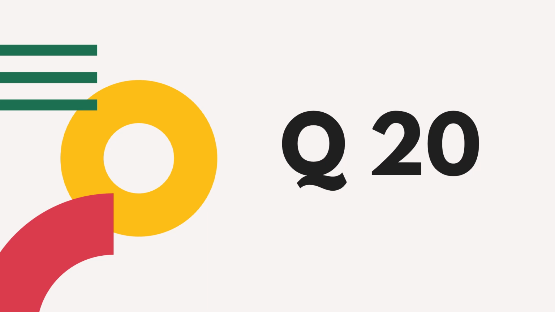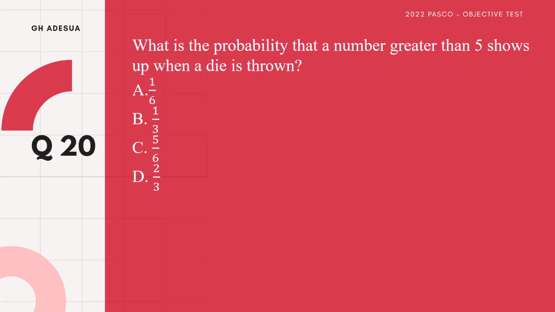To our 20th question, we have: what is the probability that a number greater than 5 shows up when a die is thrown?